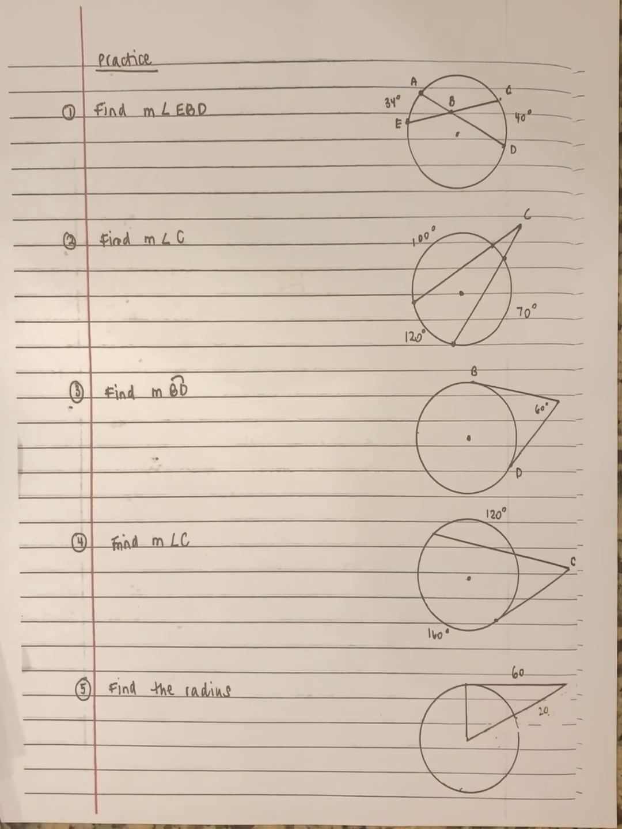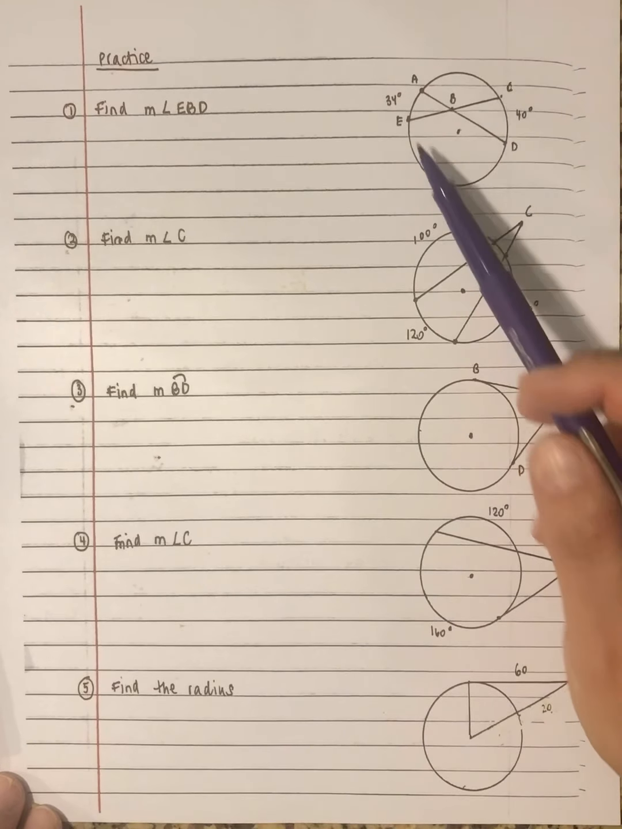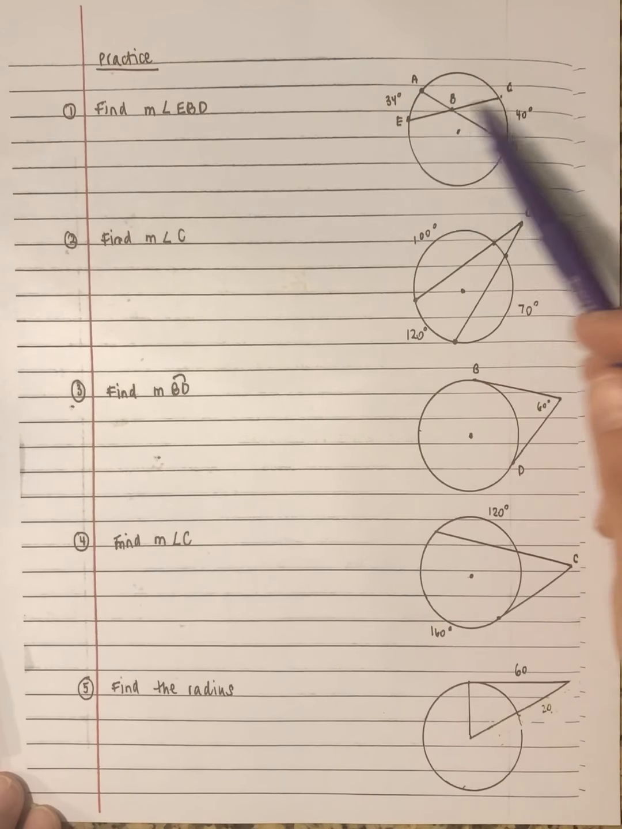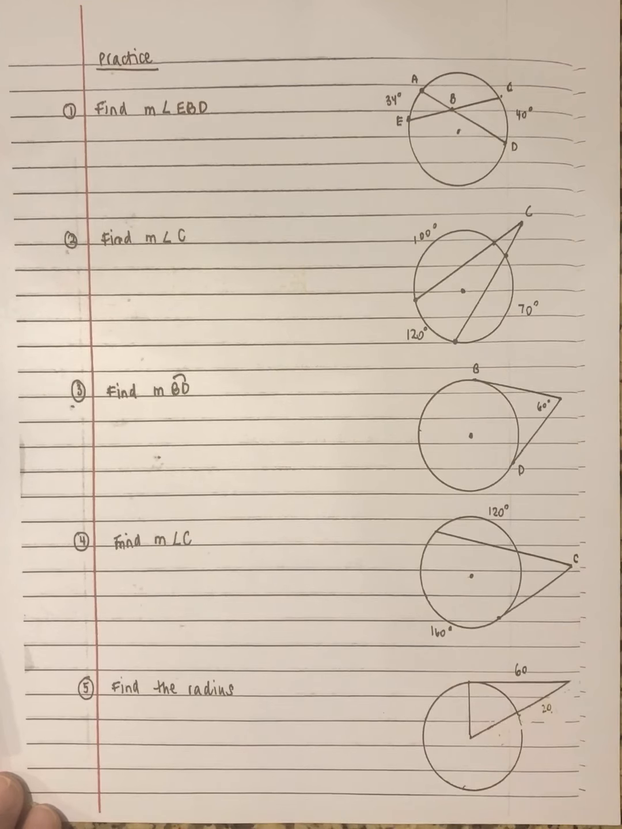Hi guys, so here are our practice problems for today's lesson. Okay, in the first problem, we have two secant lines that intersect inside the circle.